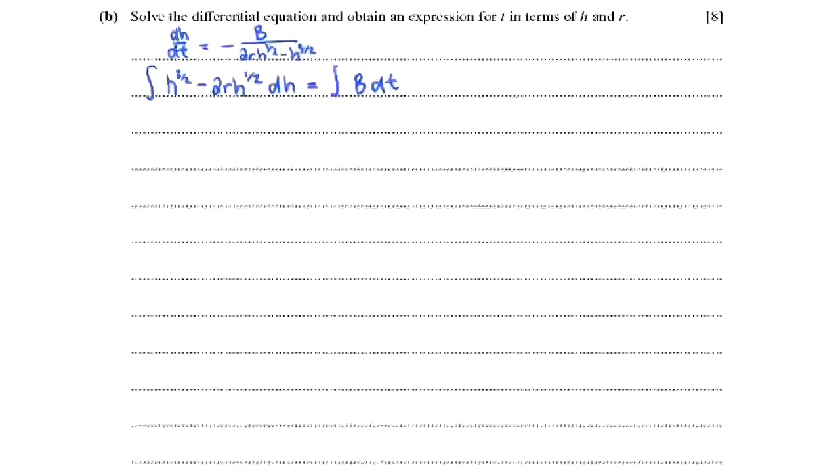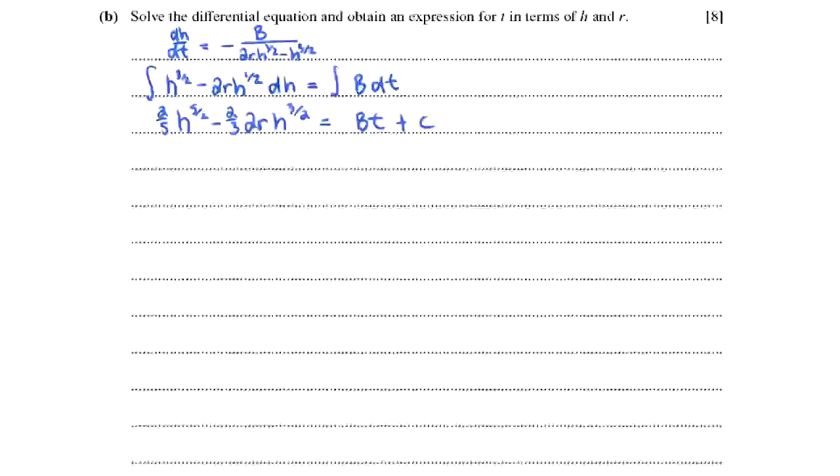H to the 3 on 2 would have come from h to the 5 on 2. We need to get rid of the 5 on 2, so we put 2 on 5 out the front to cancel it when it comes down. 2r just stays there as a constant. H to the half would go to h to the 3 on 2. We need to cancel that, so we put 2 on 3 out the front. And that is equal to, b just integrates to bt, and don't forget to add your constant c.